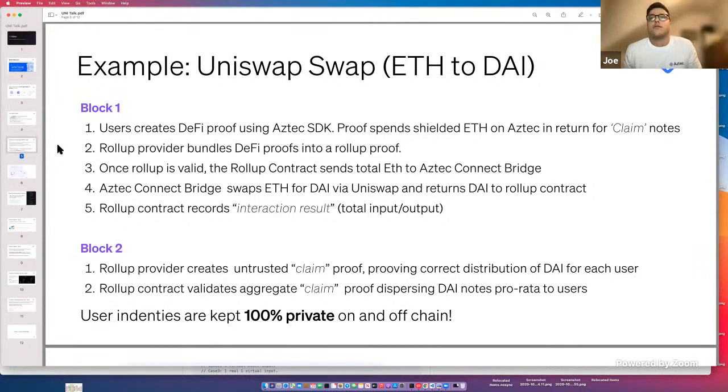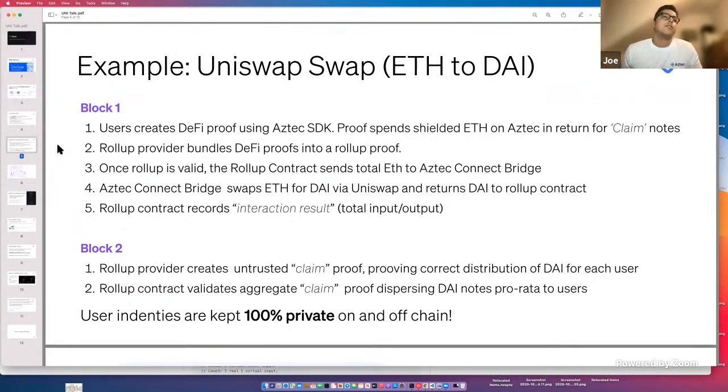In return for spending the shielded ETH, they get what we call claim notes, which are really just pieces of encrypted value that represent a claim on the result of a future DeFi interaction. In step 2, this transaction arrives at a rollup provider, and our rollup provider bundles up hundreds of these DeFi proofs together into a rollup proof. Any proofs that are going to the same bridge ID will be bundled into one transaction.